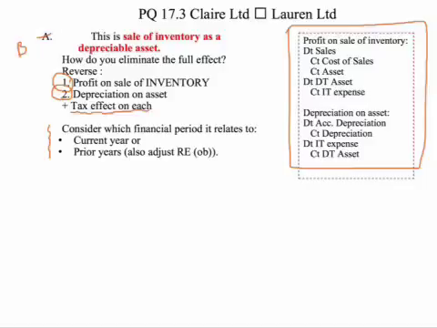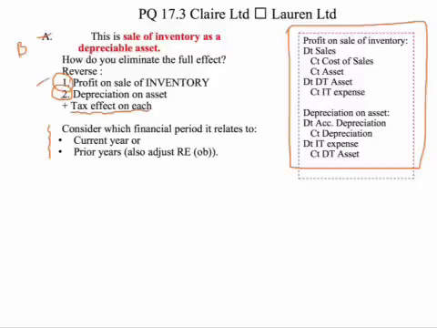It's maybe worth your while to prepare summaries of the entries that we pass for different scenarios, for example, sale of inventory, sale of an asset, because the entry stays the same, it's just the value that's adjusted to the information in the question.